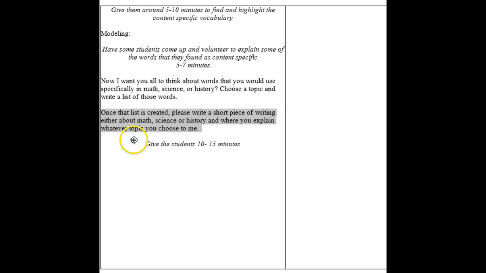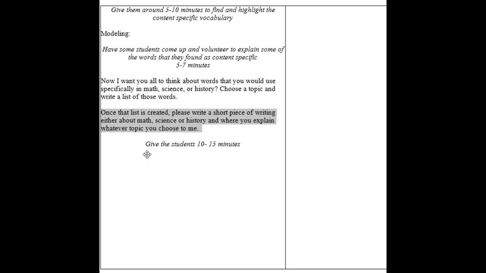Now, here's your assessment. Once that list is created, please write a short piece of writing, either about math, science, or history, where you explain whatever topic you choose to me. A, I don't know what topic they're choosing. B, is it supposed to be a topic that's specific to their nonfiction article? C, did you delineate that they have to choose a nonfiction article about math, science, or history? D, the chances of finding a nonfiction article about math for a 7th grader are very slim. They would have to go to specific journals to do those. You might be able to find something about science or history in a newspaper if you define science and history for them very broadly.